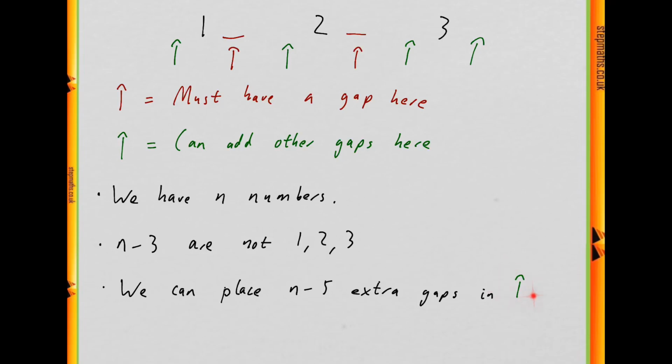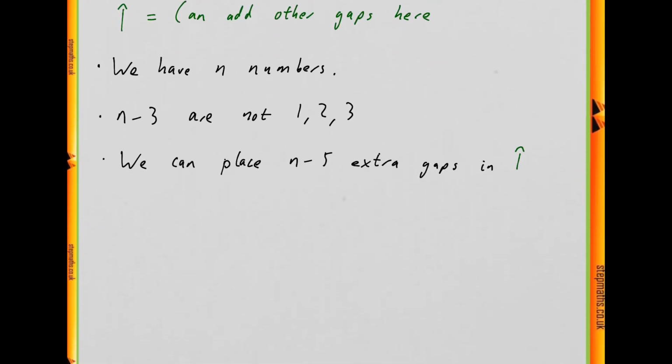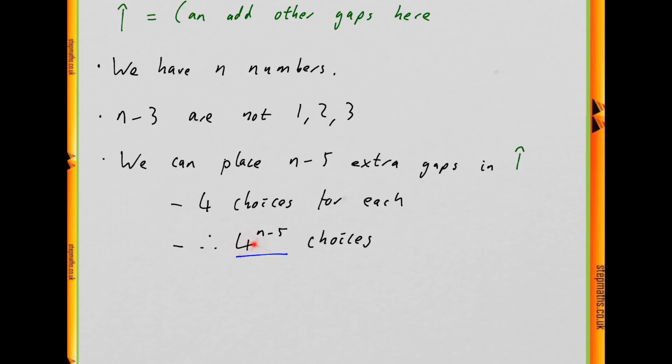But once we get to these green ones, the ones that don't have to go in any particular location, we have completely free choice, and we've got 4 choices each time. So for each of these extra gaps, we can put it in any of 4 places, and it doesn't affect any of the others. It's not affected by what we've chosen before. So that means there's just going to be 4 to the power of n minus 5 choices. 4 for the first one, 4 for the second one, etc. We multiply all those together.